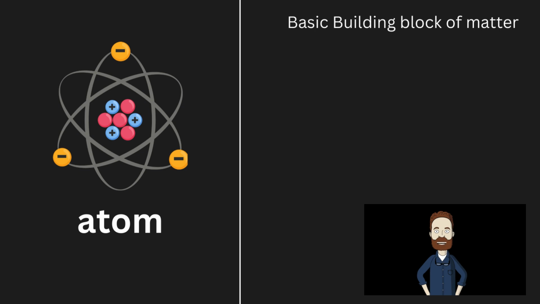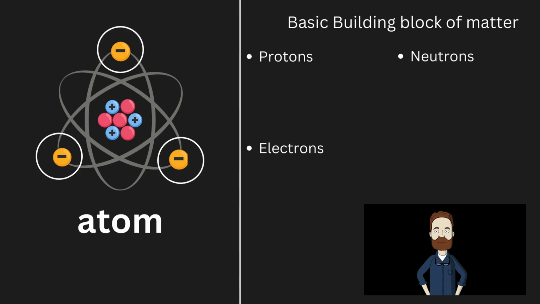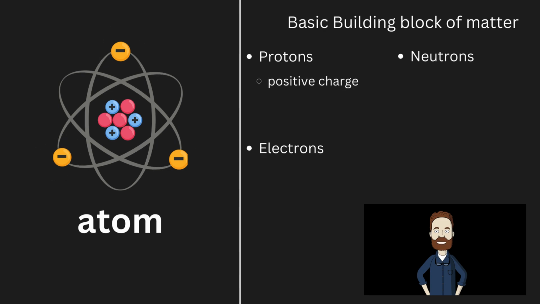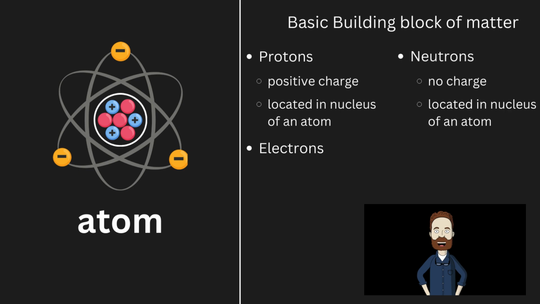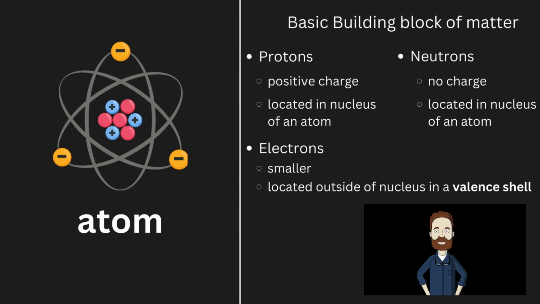Now, atoms have three main components: protons, neutrons, and electrons. Protons have a positive charge and are located in the nucleus of the atom. Neutrons don't have a charge and are also located in the atomic nucleus. Now, electrons are quite unique as they are much smaller than the other two components and fly around the outside of the nucleus in what is called a valence shell. These electrons fly around to make sure that the atom is in its most stable configuration.